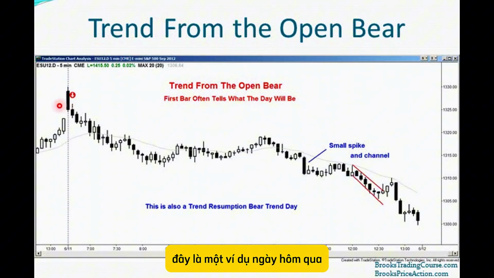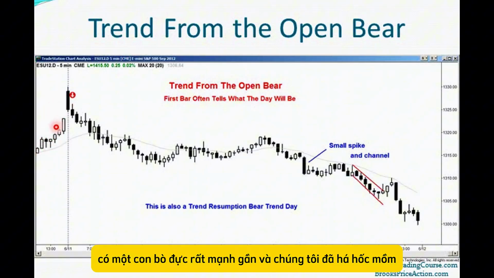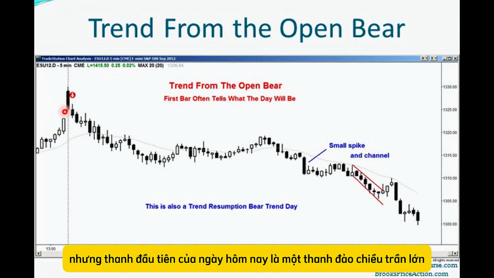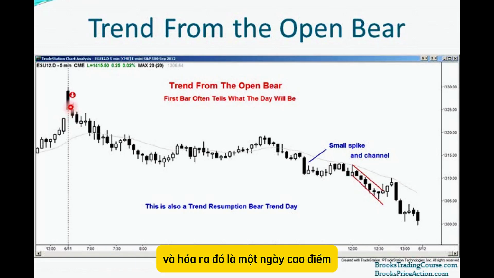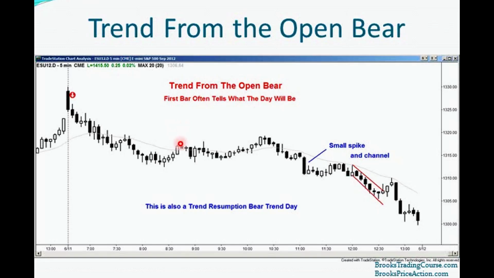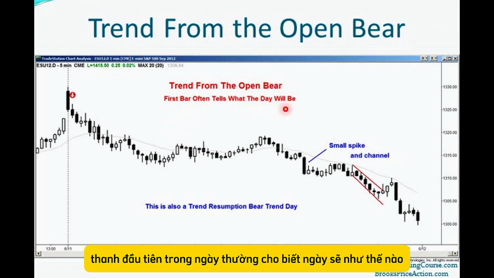Here's an example. Yesterday there was a very strong bull close and we gapped up, but the first bar of today was a big bear reversal bar closing on its low. It's a good swing short for sure, and it turns out that it was the high of the day. First bar of the day often tells what the day will be.